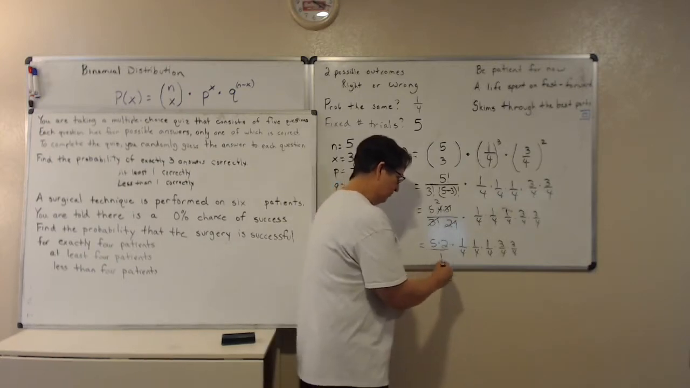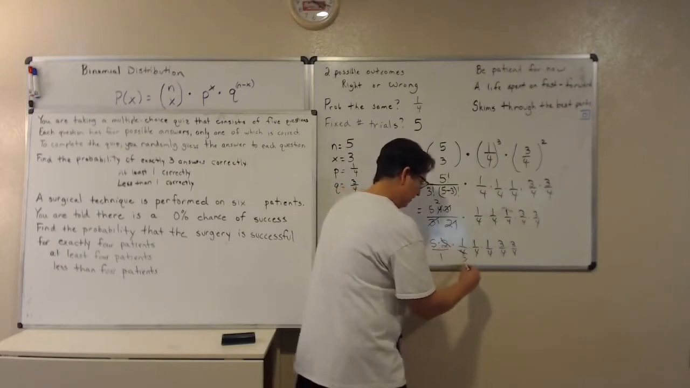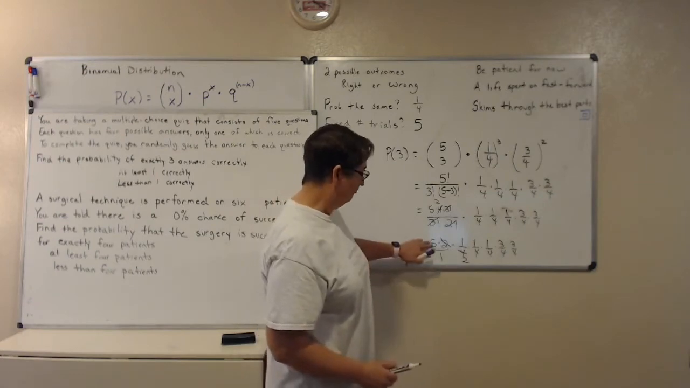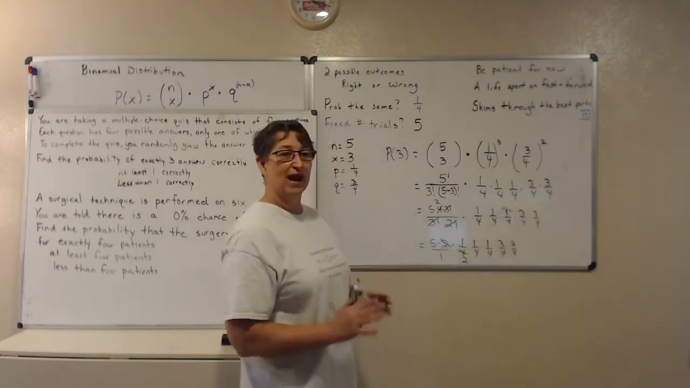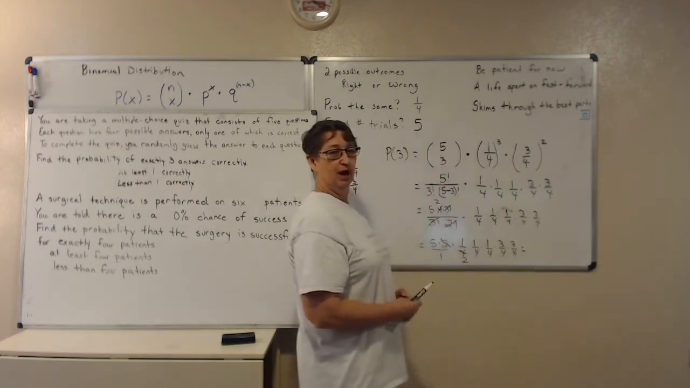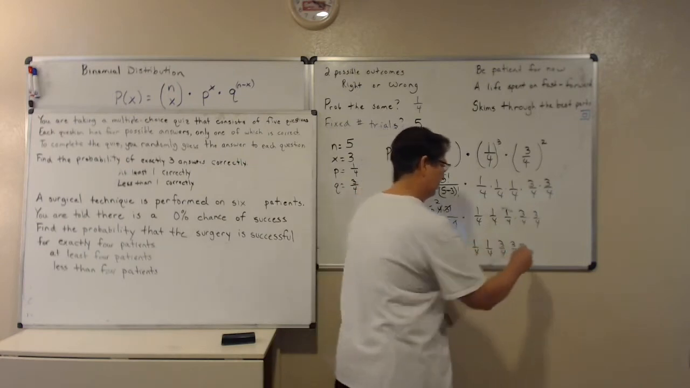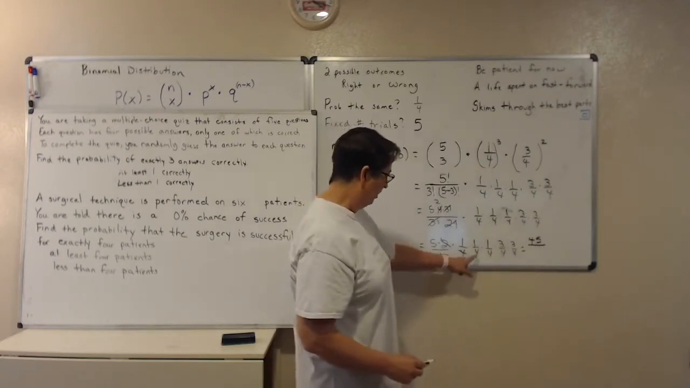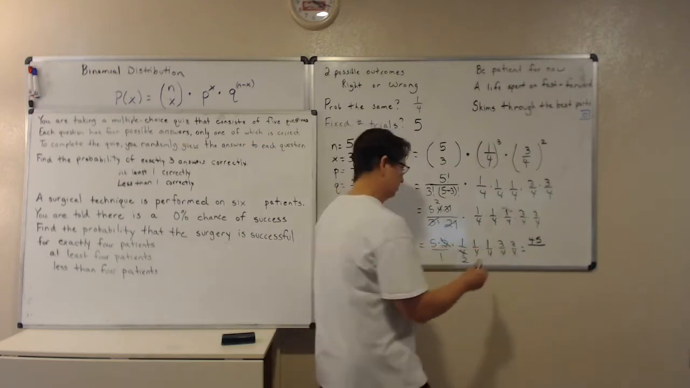Notice that these guys are up on top. So this 2 can go into that 4 2 times. So now 5 can't go into 4 or 2, and 3 can't go into 4 or 2, so I know that I can't reduce it any further. So now I just have on top 5 times 3, which is 15, times 3, which is 45. And on bottom, I have 4 times 4 times 4 times 4. That's 4 to the 4th power, which is 256.